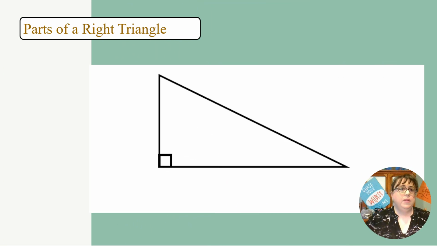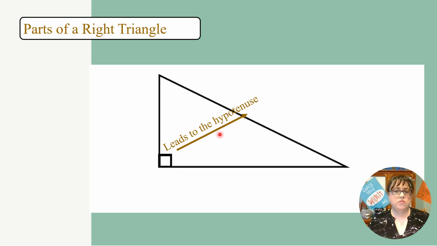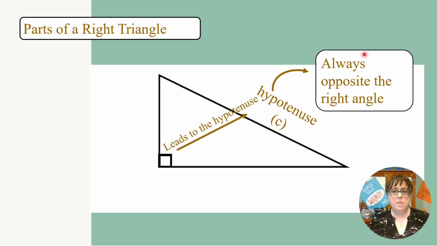Let's begin by labeling the parts of a right triangle. Let's begin by looking at the right angle on a right triangle. The right angle is going to lead us directly to the hypotenuse, which is the side opposite of the right angle. And the hypotenuse we are going to label as C. And again, remember, it's always opposite of the right angle.